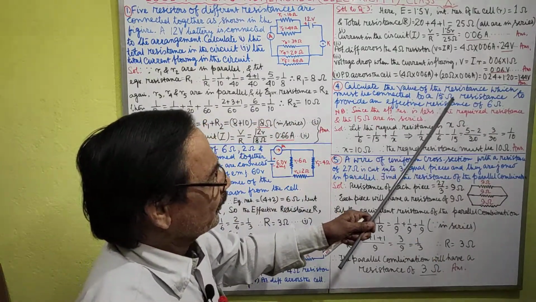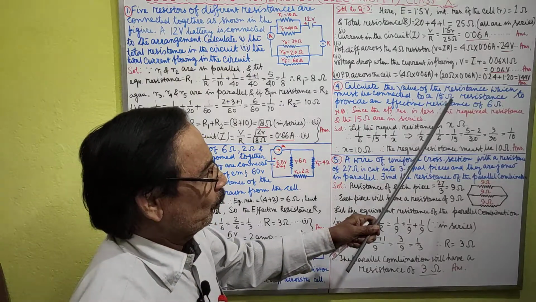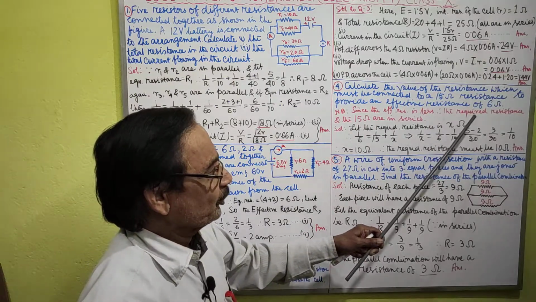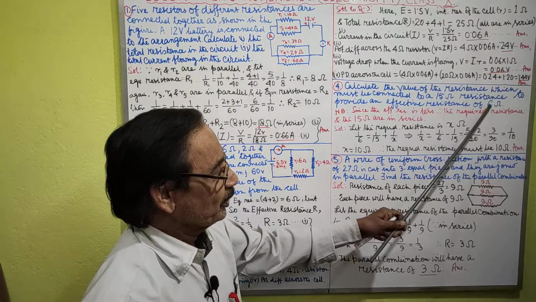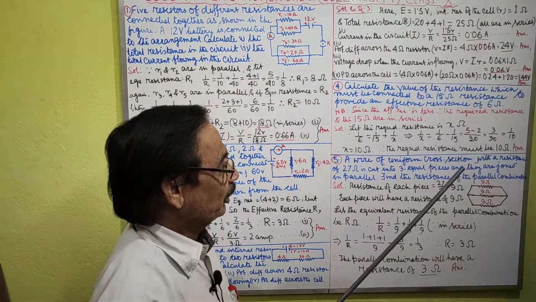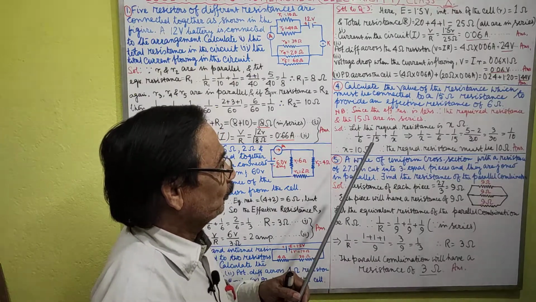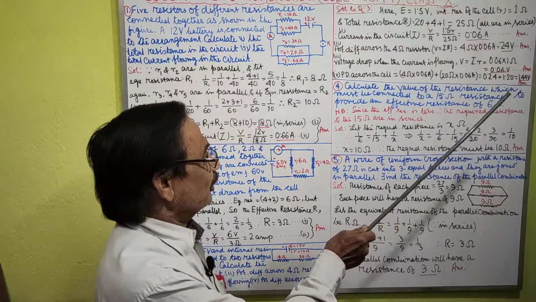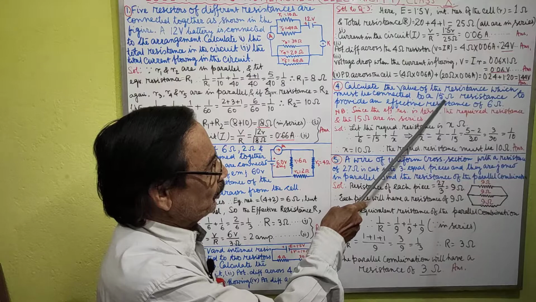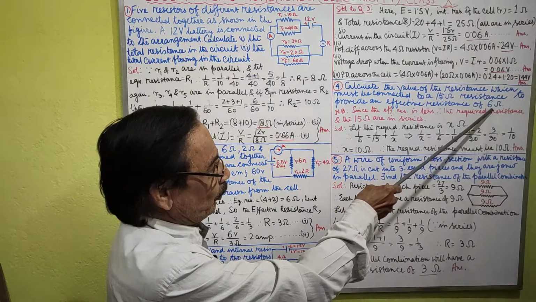Next, question number 4: we have to calculate the value of resistance which must be connected to a 15 ohm resistance to provide an effective resistance of 6 ohm. This will be the equivalent resistance. We have to find the value of the required resistance. Here the given resistance is 15 ohms, but the effective resistance is 6 ohms.